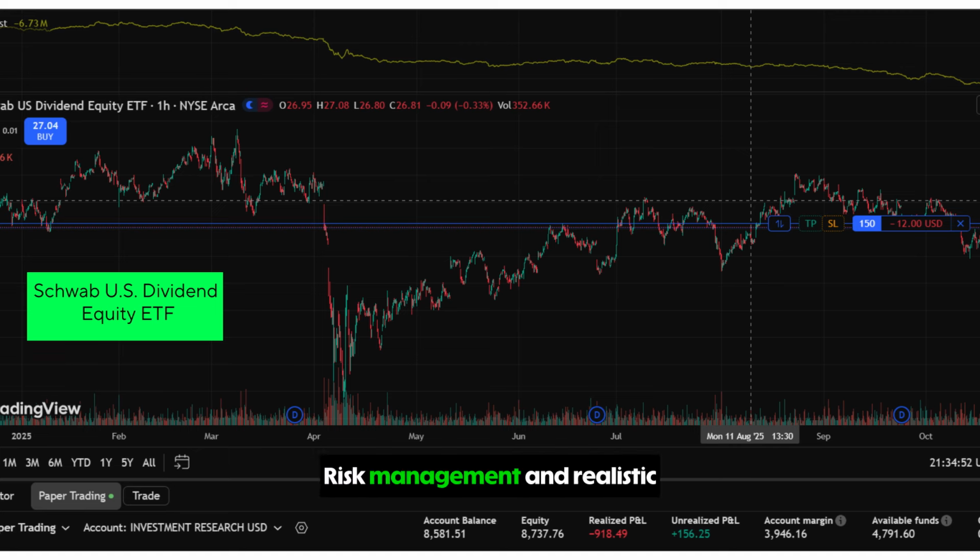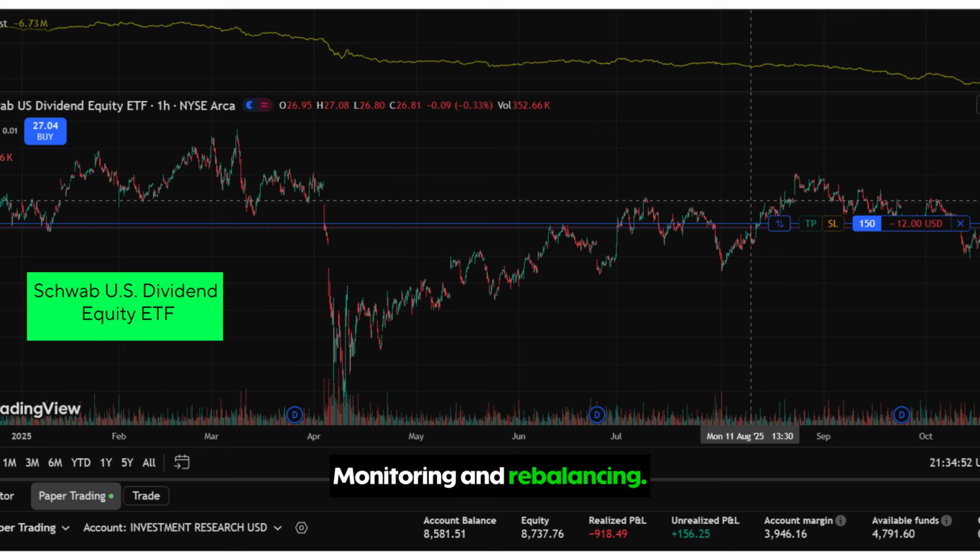Risk management and realistic expectations. Think of SCHD as an income and quality equity sleeve, not a get-rich-quick vehicle. The yield is attractive but not risk-free. Dividend-paying companies can cut payouts in stress periods, and SCHD's performance will vary year to year. Expect periods of underperformance versus growth-heavy indices, and be mentally prepared to hold through cycles.